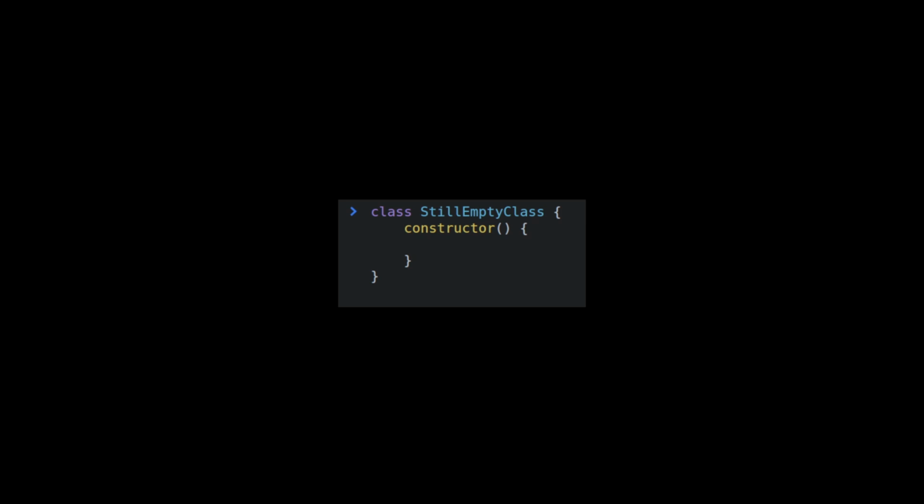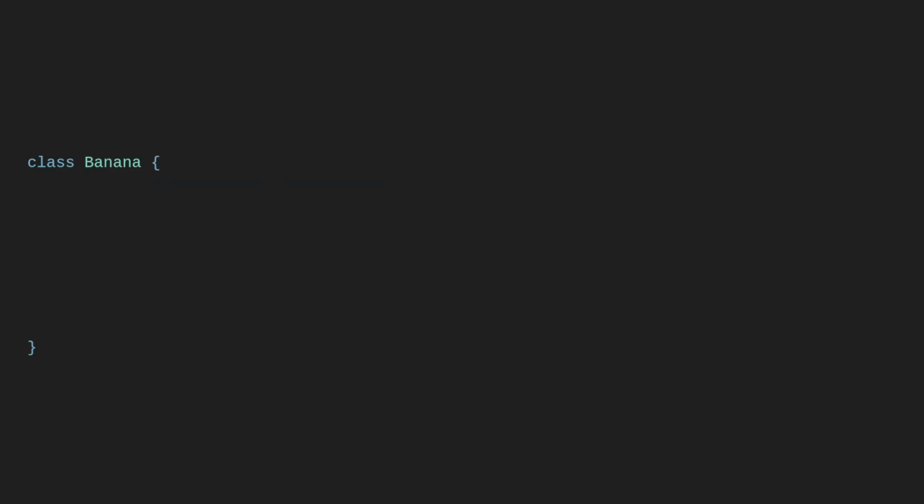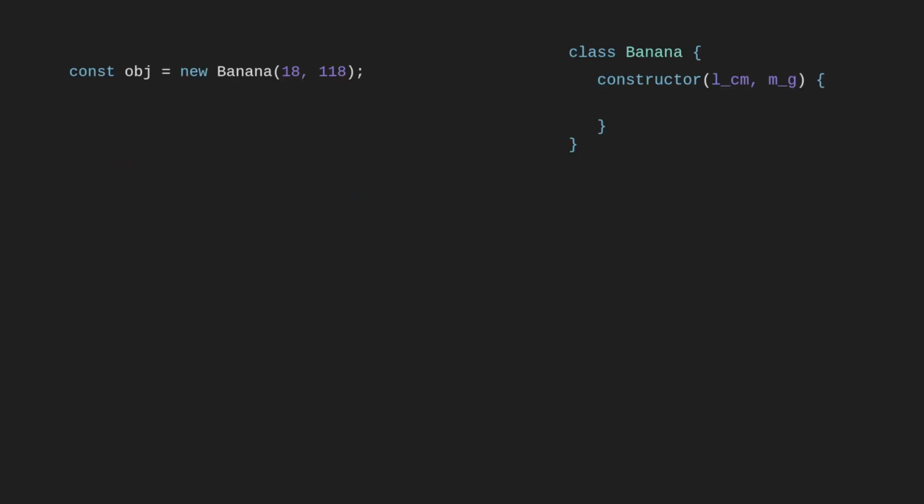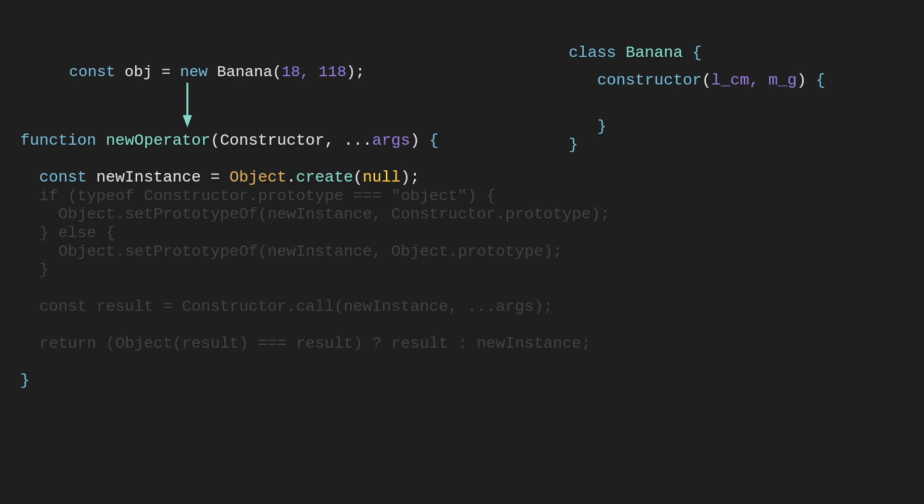This constructor is equivalent to a function constructor, so you can do everything you can normally do in a function constructor. As an example, let's say we want to create bananas. We can start by defining a class called Banana. Let's add a constructor. Constructors can have arguments. In this example, we want to store the length of the banana in centimeters and its mass in grams. When we create an object with the class, JavaScript enforces the use of new. If you recall my video about JavaScript objects, you know that the new operator creates a blank object, executes the constructor function, and returns the new object.